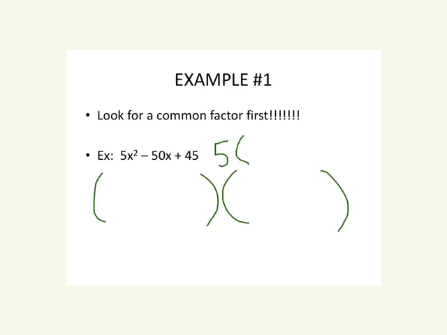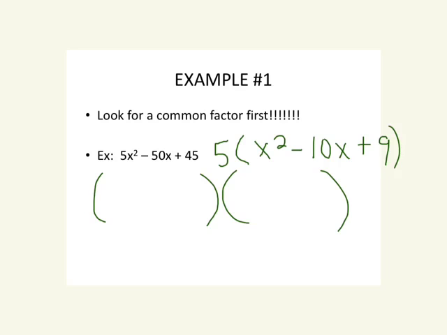And if you notice, you do see a common factor here, and that common factor is 5. So if you take the 5 out, you're left with x squared minus 10x plus 9. X squared minus 10x plus 9. Now, we're not done right there. A lot of people say, okay, we're done, we got the common factor out, move on to the next problem. But no, we always want to check to make sure that that trinomial can't be factored.